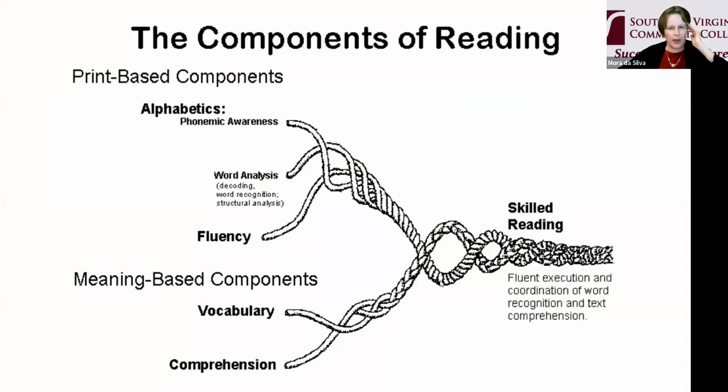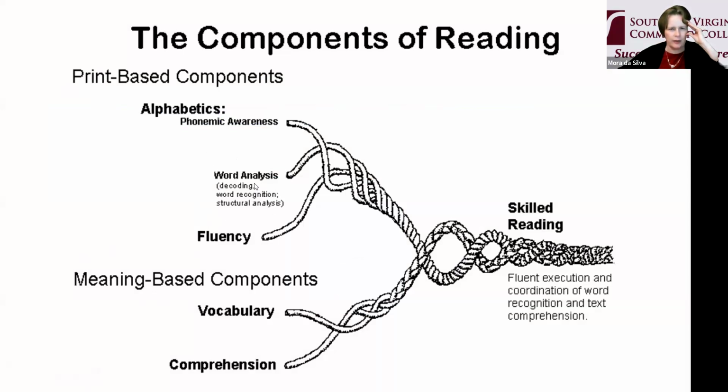All right, let's go back and look at another diagram about the components of reading. This one is an oldie but a goodie. You have your print-based components and your meaning-based components. Under print-based components, you have alphabetics and fluency, all about the print, and here, all about the meaning, vocabulary and comprehension. So we are focusing in right here on word analysis.